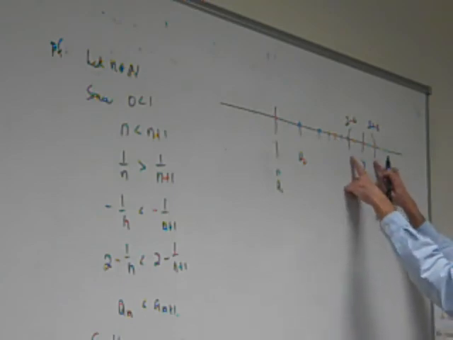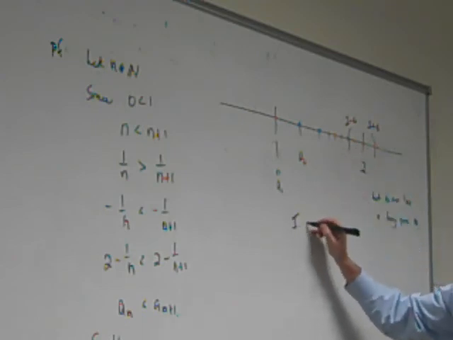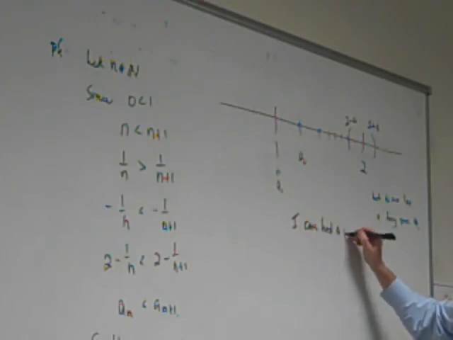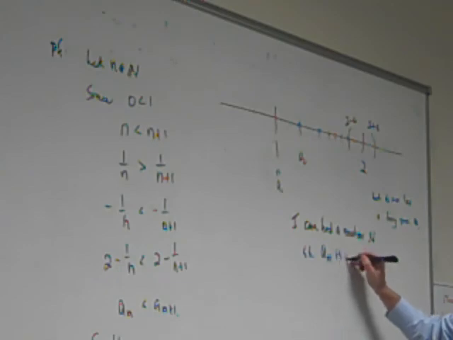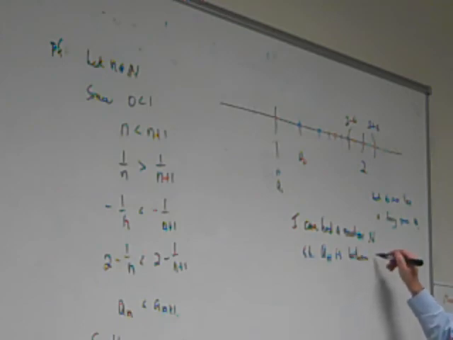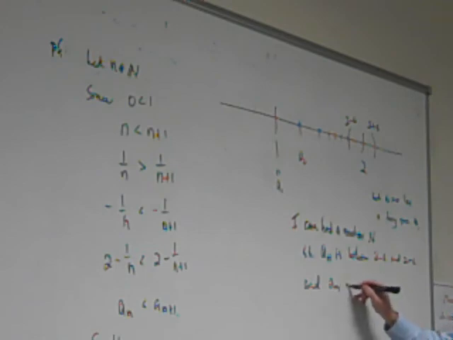No matter how tiny a number epsilon you give me, I can find a number n so that a sub n is between 2 minus epsilon and 2 plus epsilon, and a sub little m is between 2 minus epsilon and 2 plus epsilon for all m greater than or equal to n.